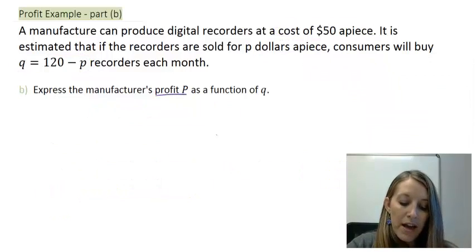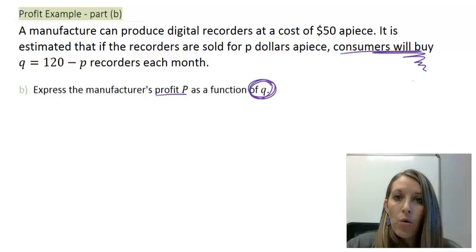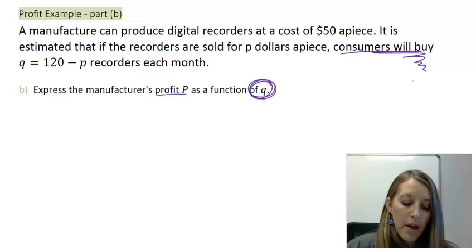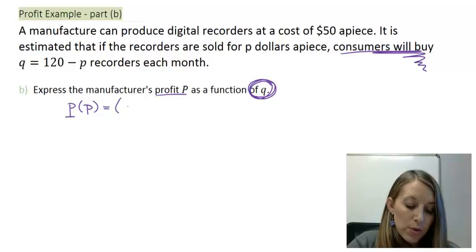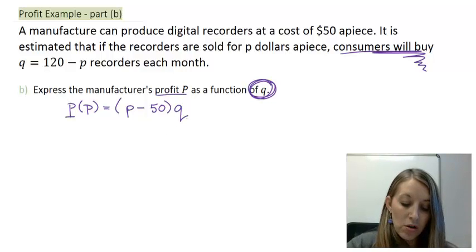We don't want profit as a function of P. We actually want profit as a function of Q, meaning how many consumers are actually buying, or how many we are actually selling at that time. So let me start by setting it up the same way that I had it before. Profit as a function of P was defined as my revenue, which was lowercase p, minus my cost of 50 times the number of units. Well, our number of units was defined as Q.